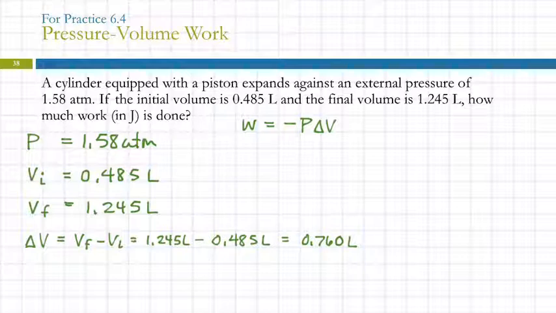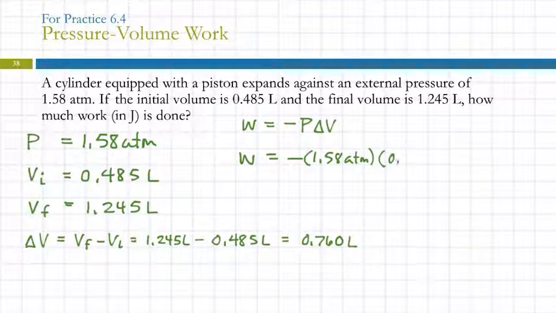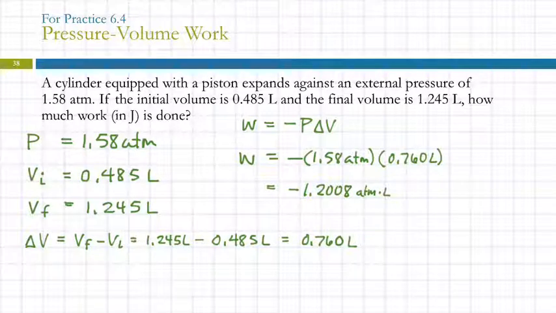We've got our pressure. W equals negative 1.58 atmospheres times the change in volume, 0.760 liters. Actually, I don't want to write it up there. I want to write it down here. Come on. So that's going to be negative 1.2008. And the units are atmospheres times liters. Nothing is canceling out there. I've got 3 significant figures. The work is being done, so it's negative, so that's good. But I'm supposed to give my answer in joules. So I need that conversion factor.